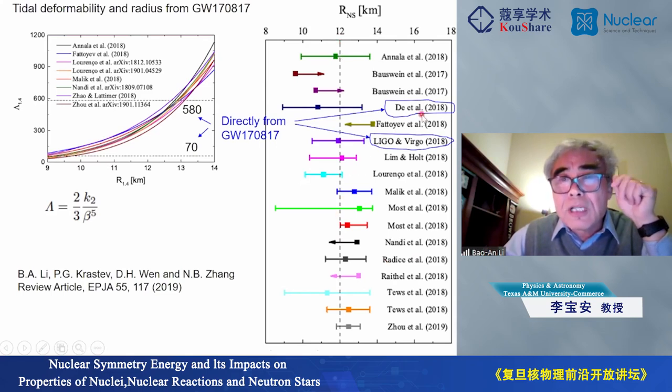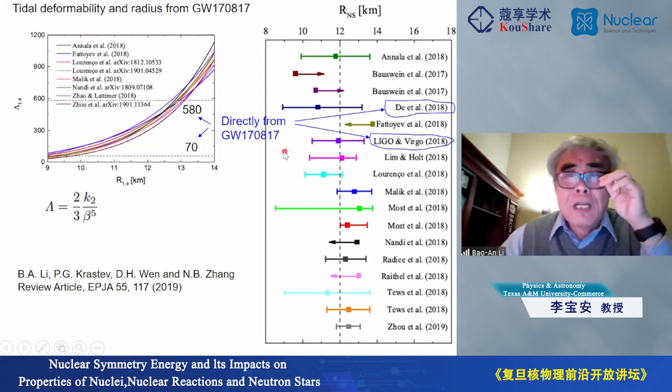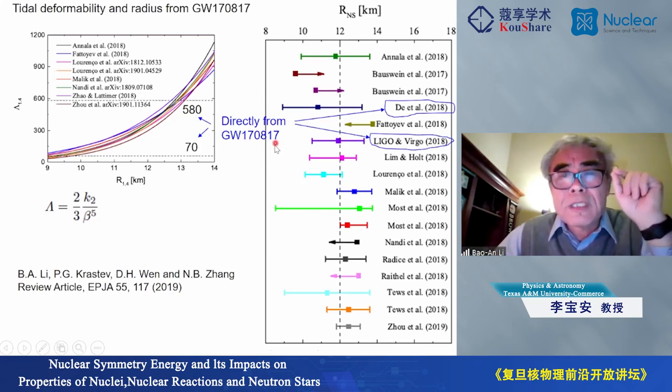The LIGO collaboration, with these two independent analyses, gives an upper limit of about 13.6 kilometers for the neutron stars involved in this GW, the first neutron star merger. They have masses around 1.4. So this basically gives you a constraint on the radius of a canonical neutron star with 1.4 solar masses.